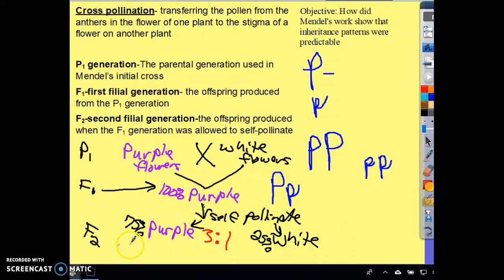In this F2 generation, we got some individuals with this genotype, some with this genotype, and also some that are little p, little p. So these are purple, these are also purple, but these guys are white.